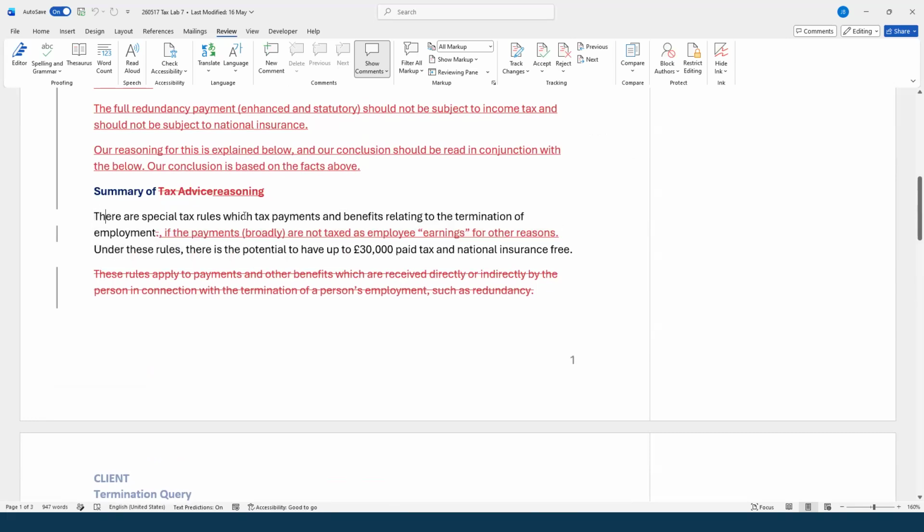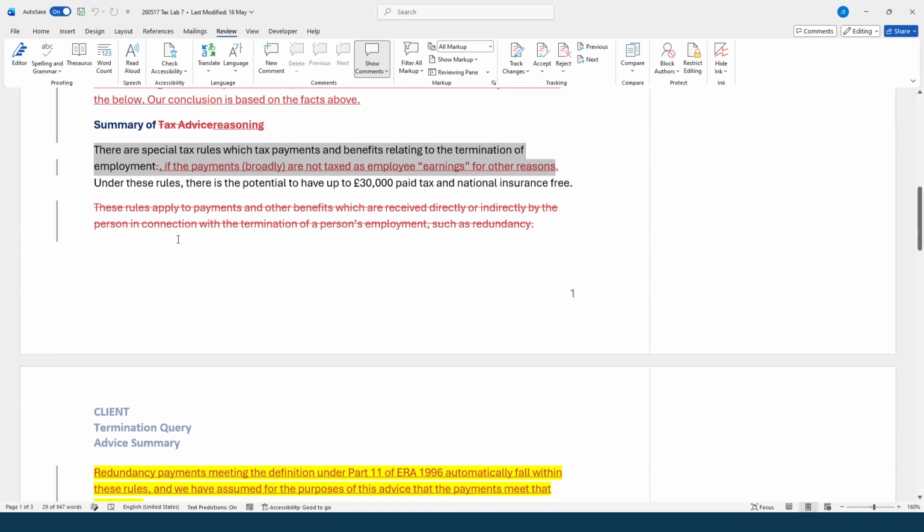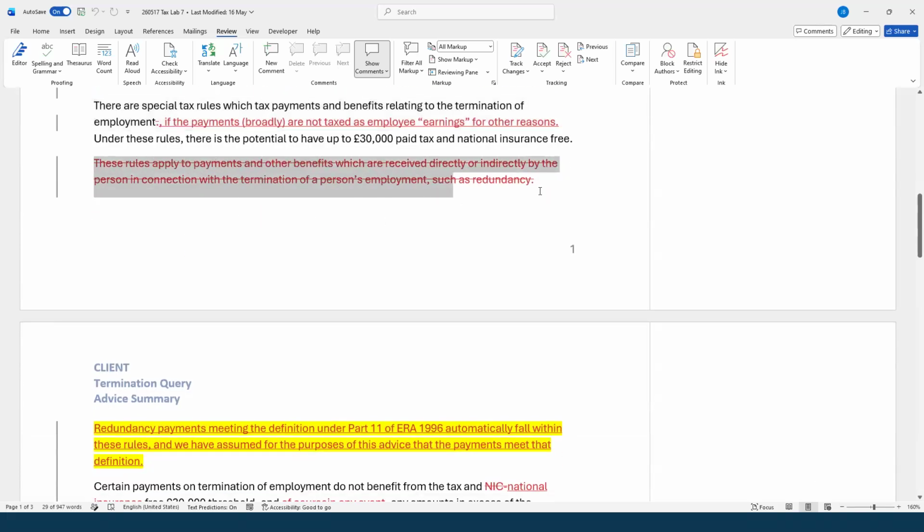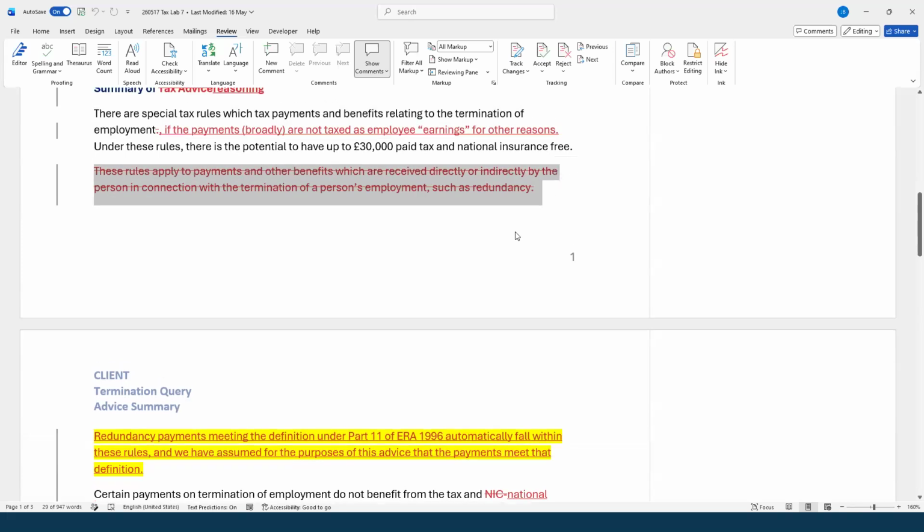So this bit says there are specialist tax rules which tax payments and benefits related to termination of employment, if the payments broadly are not taxed as employee earnings for other reasons. What this is just making clear is, because this bit is all about explaining these tax rules, that the £30,000 isn't due where the money is treated as earnings or taxed as earnings for other reasons. It's just a clarification. I wouldn't say it's absolutely necessary to say that, and it's arguably a technical point that the client doesn't need to know about, but nonetheless, it's just a clarification. So it does look like at review stage, this bit was taken out.